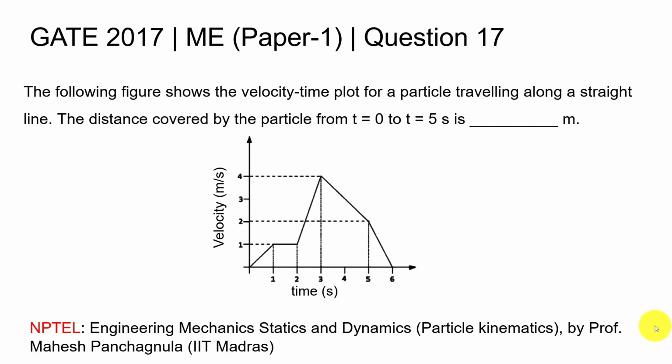Hello all. Today we are going to see a question from GATE 2017 Mechanical Paper 1, question number 17. The following figure shows the velocity time plot for a particle traveling along a straight line. The distance covered by the particle from time t equal to 0 to t equal to 5 seconds is in meter. So now you are given a velocity time plot, and you are supposed to find the distance covered by the particle.